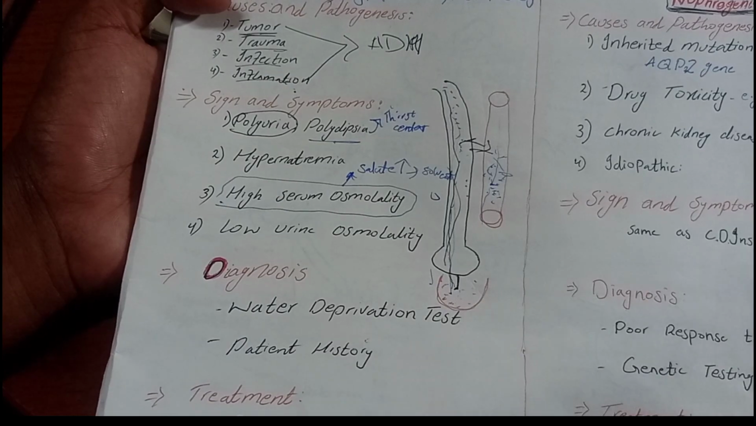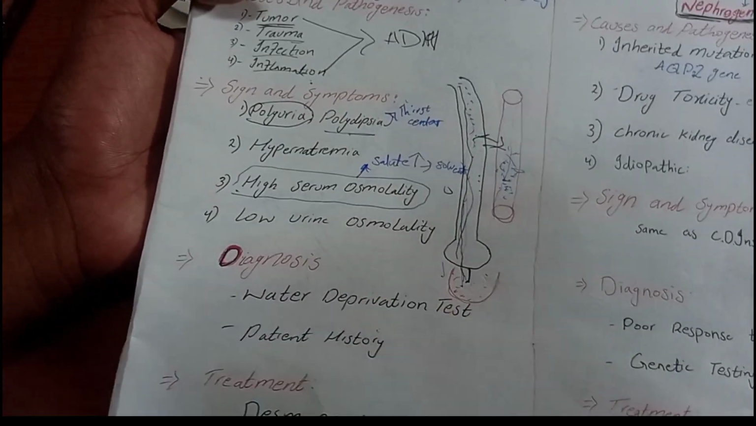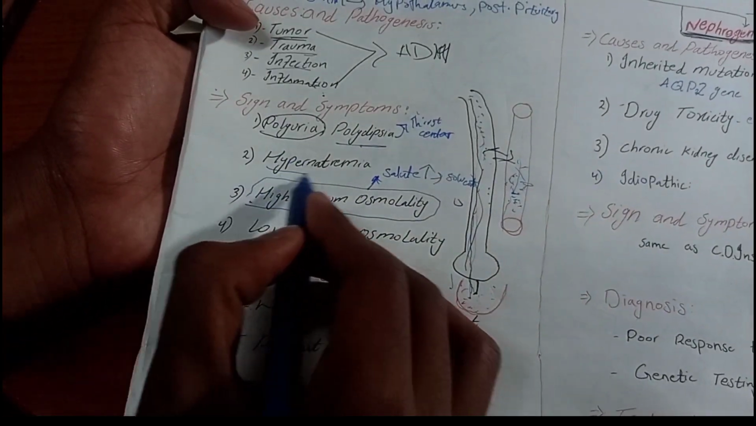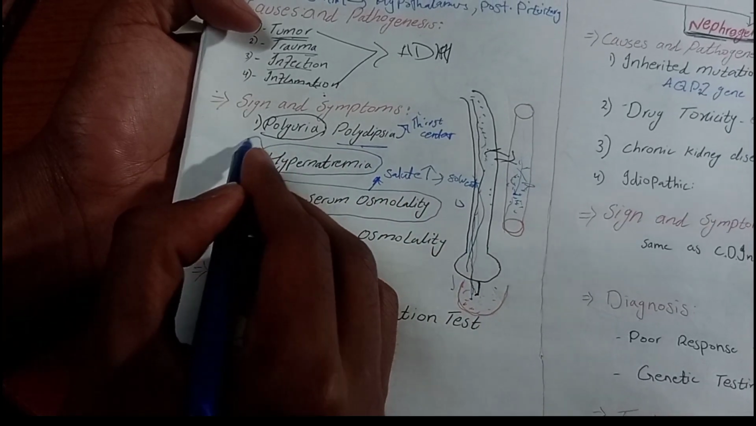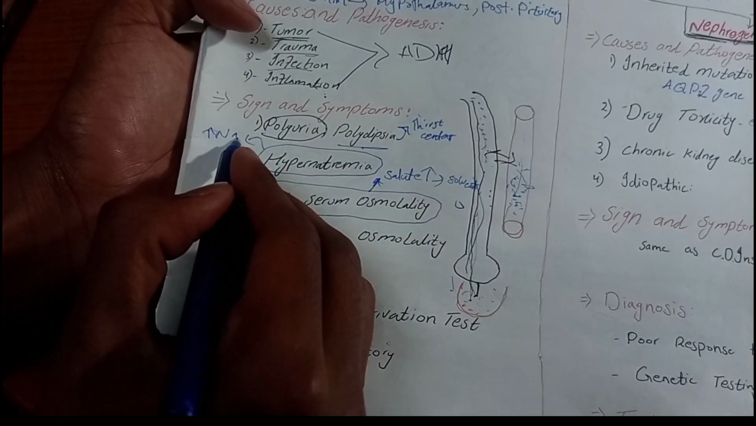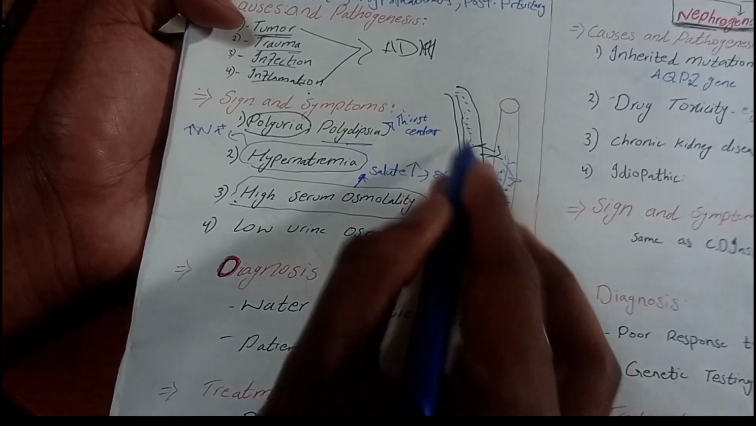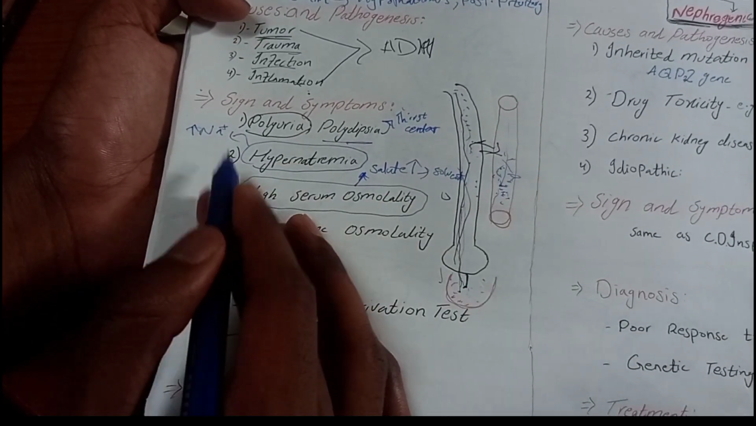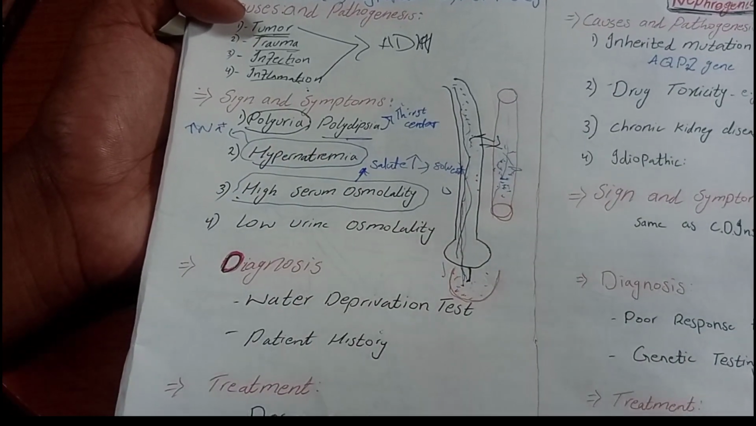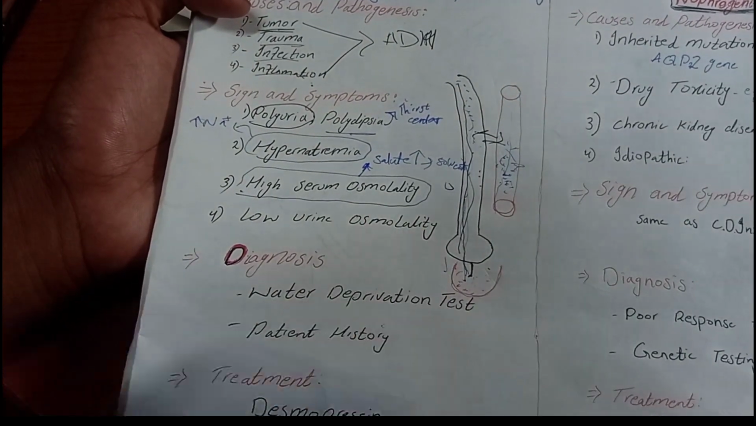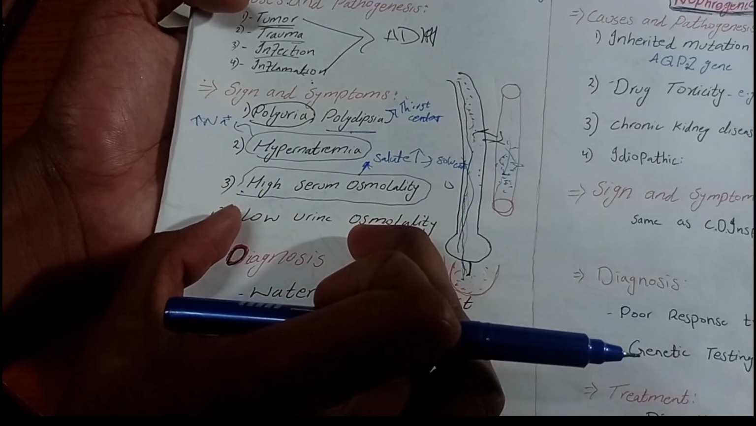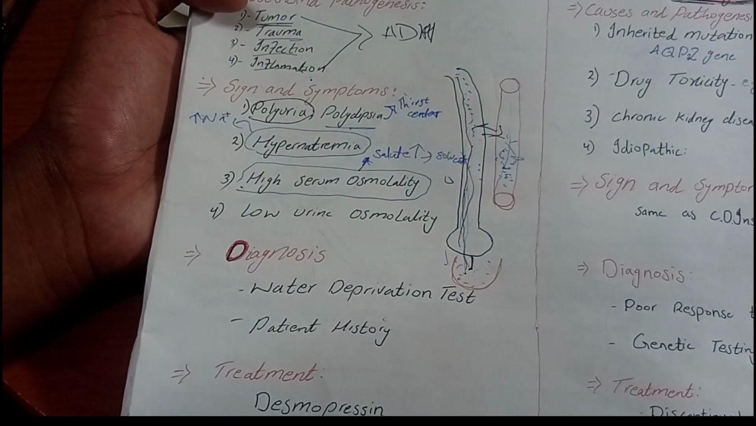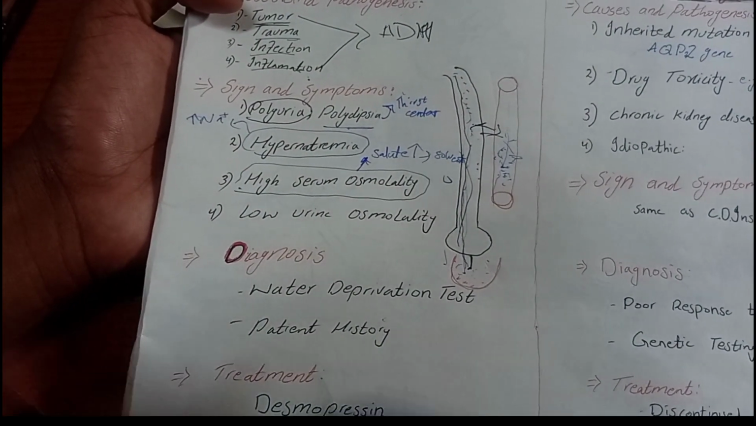Then the fourth symptom that appears is hypernatremia. Hypernatremia is a high sodium level in our blood. As there is no water here, all water is lost and solute starts increasing. Sodium is also a solute, so the sodium level also starts increasing. Then the next most common symptom which appears is low urine osmolality.